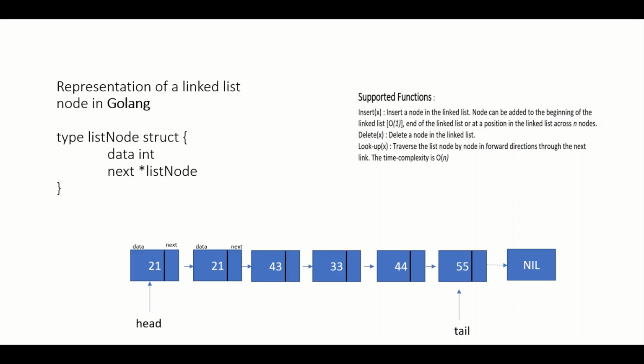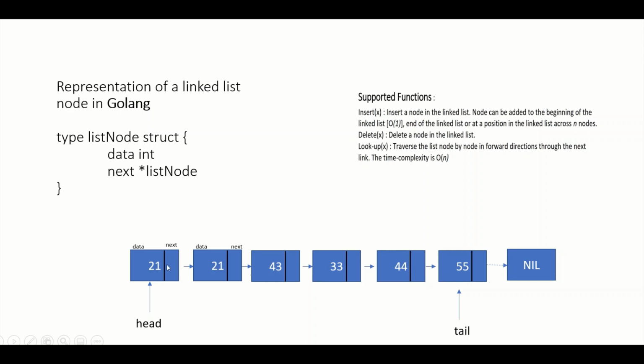You see a linked list here. There are elements starting from 21 over to 55. The first element in the linked list is referred to as head and the last element is referred to as tail. The first element that you see here is 21, which is the head, and the tail element is 55. The data values are 21, 21 again in the second node, and 43, 33, 44, and 55. And the next is the address of the next node in the previous one.